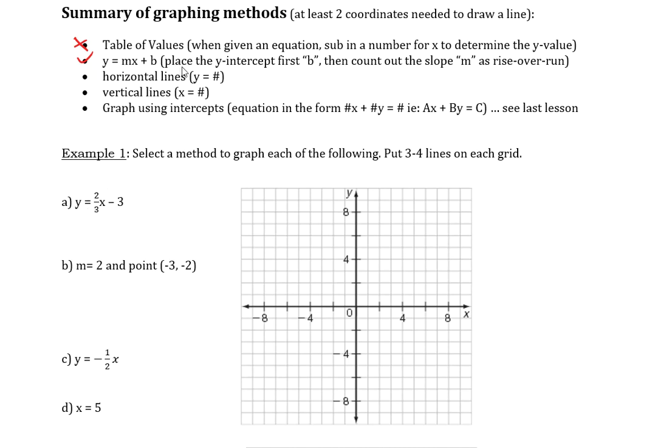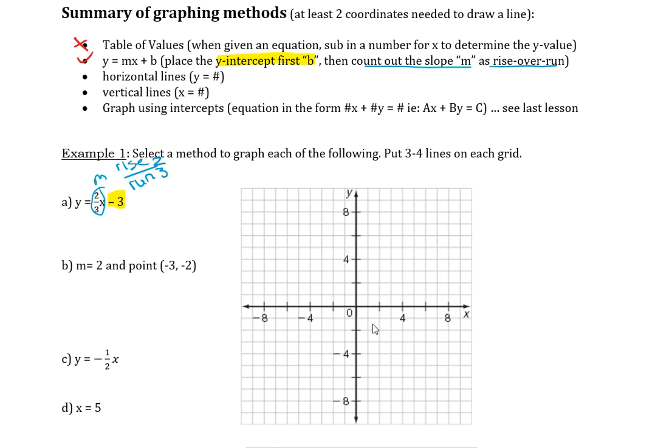And here are the instructions. Place the y-intercept first. That's the b. So in that case, that's going to be our minus 3. And then the second step will be to count out the slope, which is m, as rise over run. So here's my m right there. So my rise will be a 2, and my run, it's rise over run, is a run of 3. So that's the method we're going to use for part A.